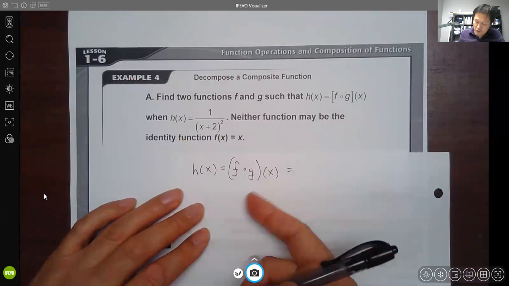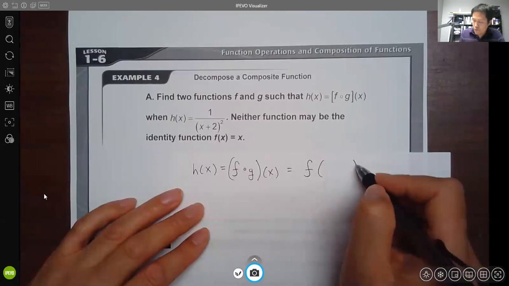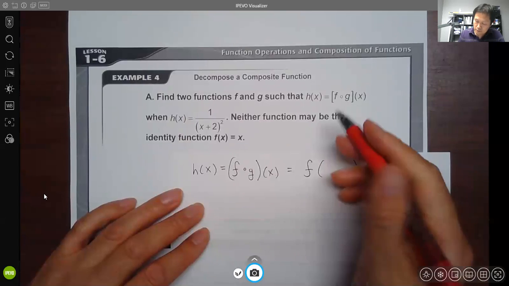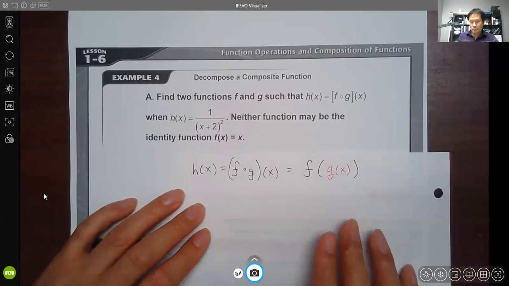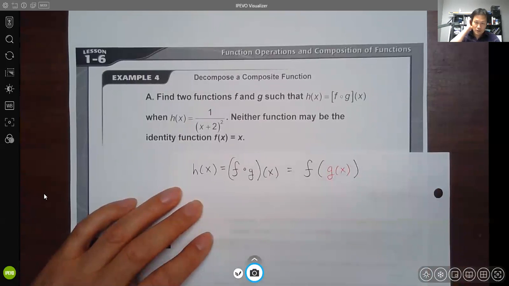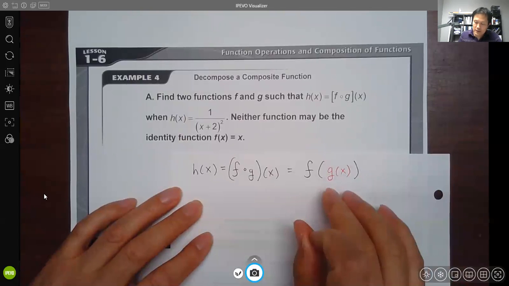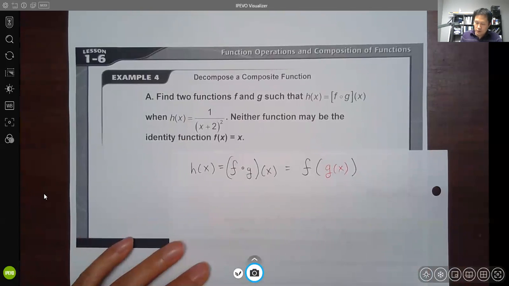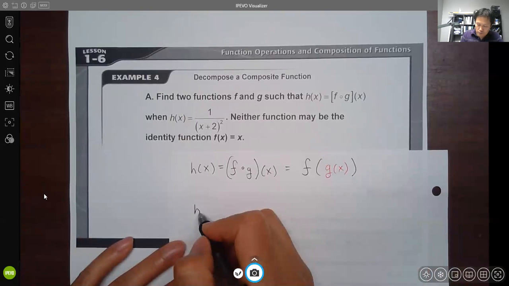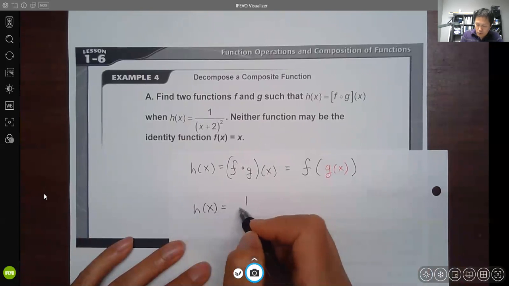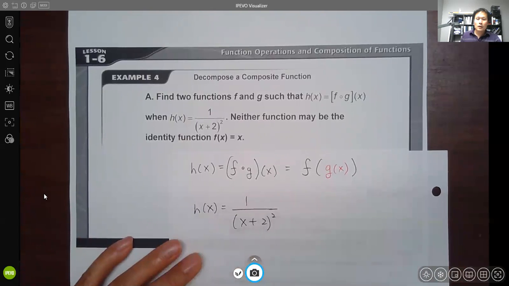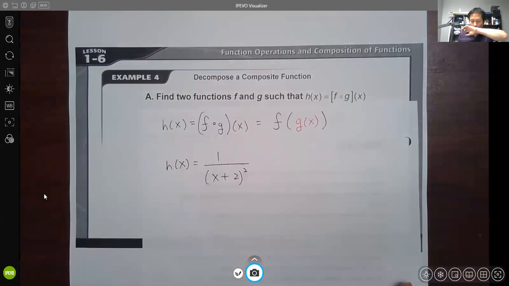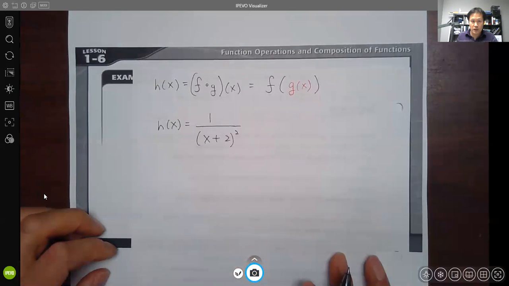I don't like this notation, I like f of g of x. I am intentionally using color code here for this one. So g of x is inside. So here's what you can do. h of x equal to 1 over (x plus 2) squared. Let me show you the decomposition here.